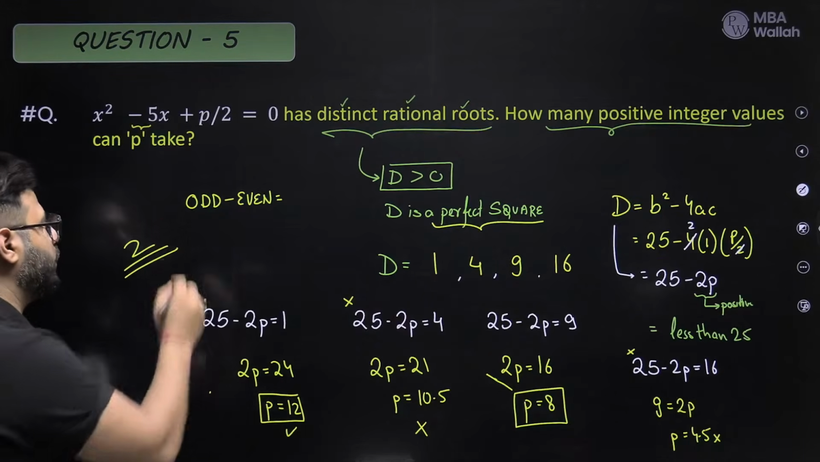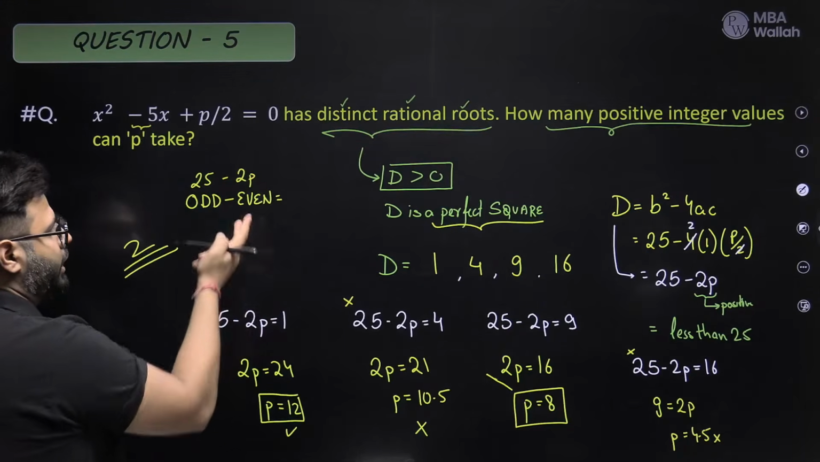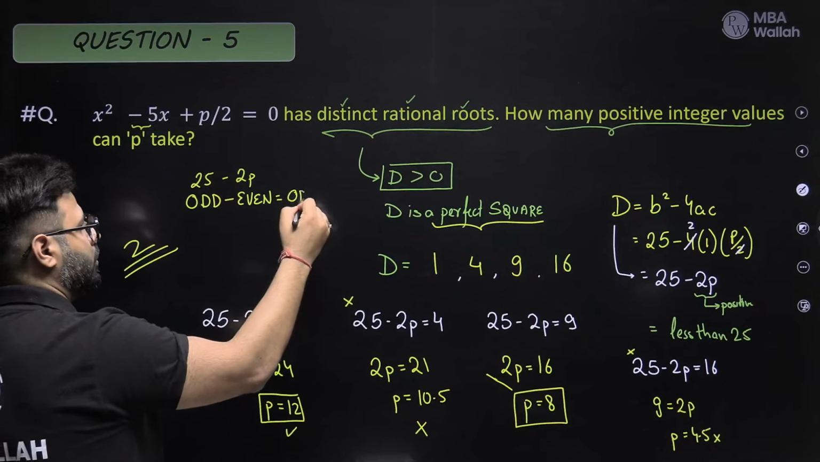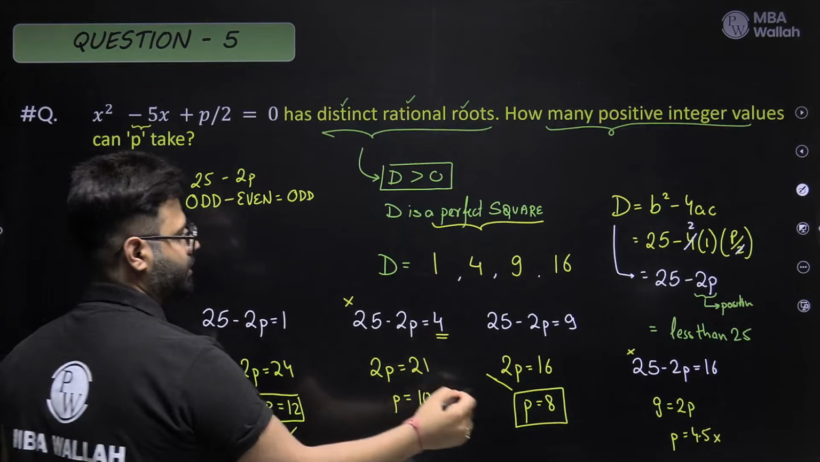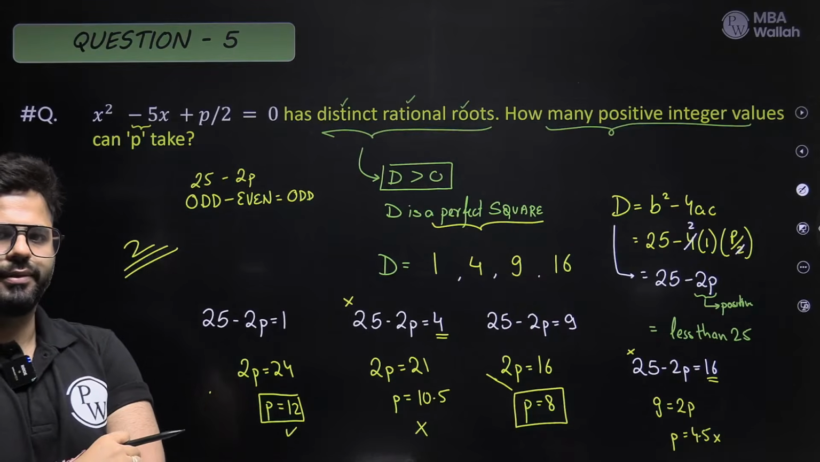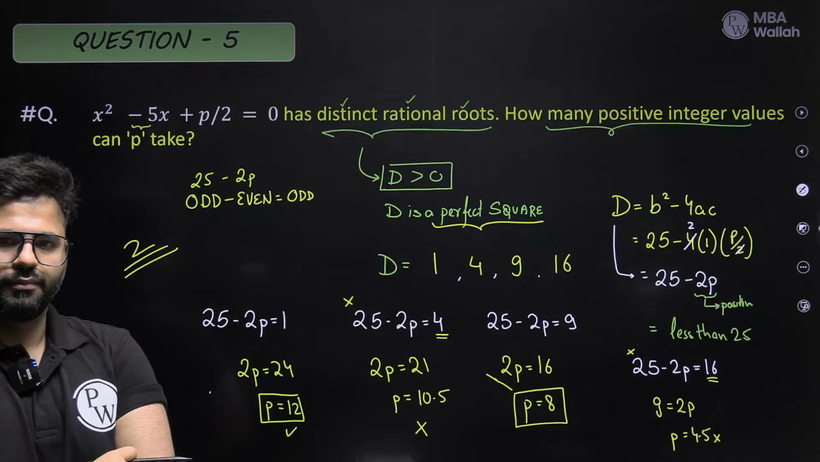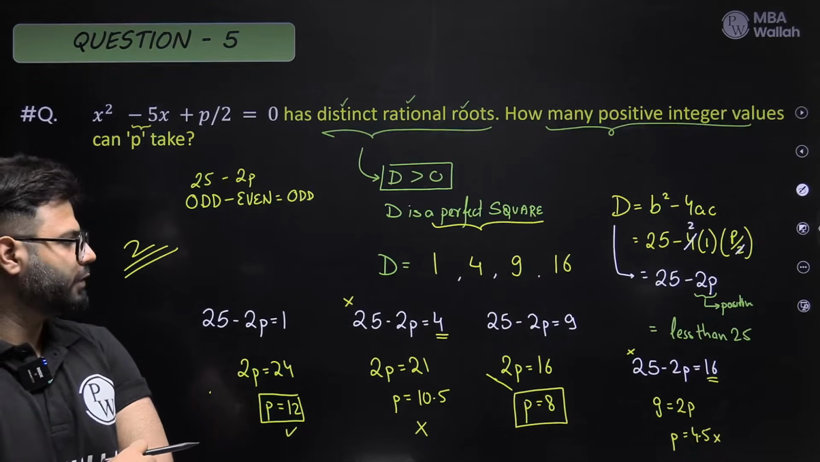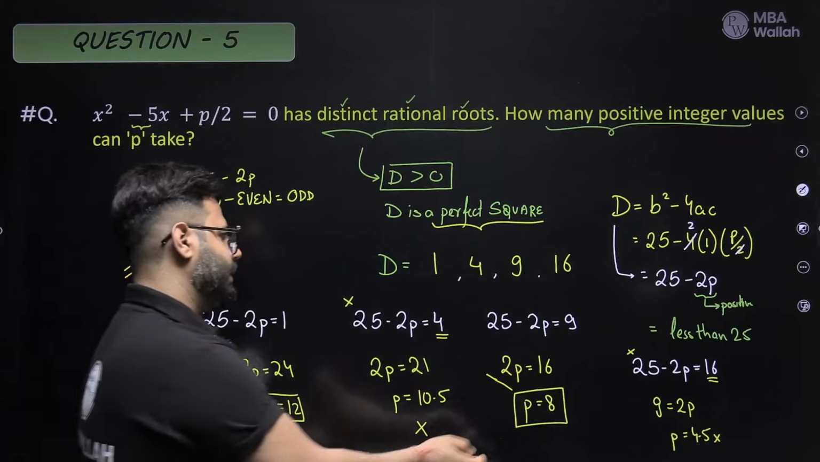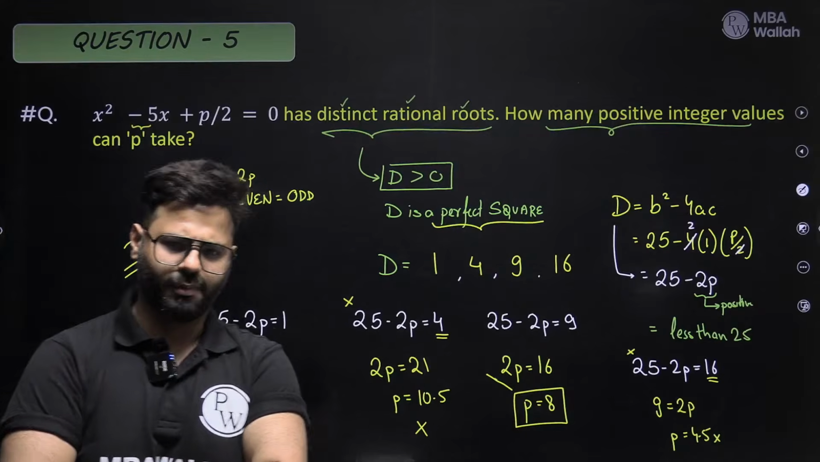See, I know that 25 is definitely odd. Minus 2p, which was of course D, that is definitely even. What is odd minus even? Odd. So, did they stand a chance? Did they even stand a chance? No. So, I won't have done this even in the paper if it comes. I won't be doing it. I'll be saving my time.